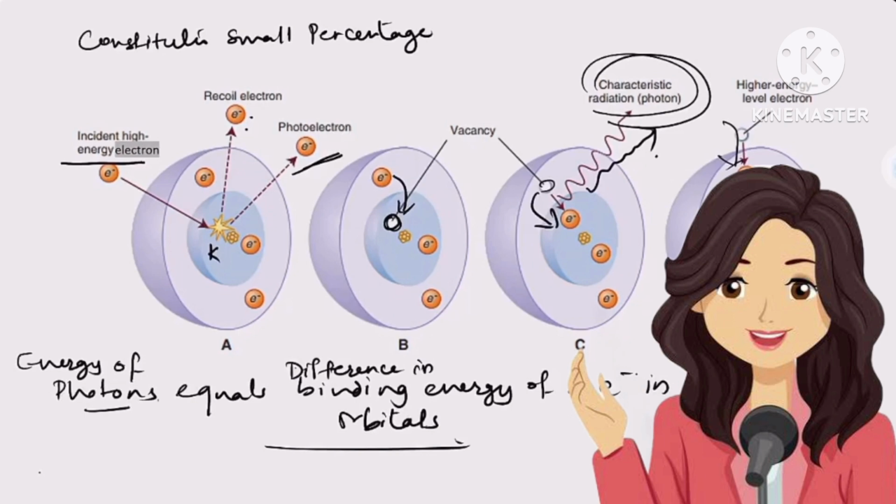Say for example, if the L shell electron binding energy is, say, 100 kilo electron volts.